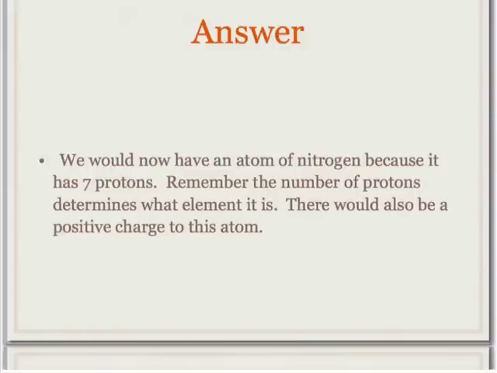So hopefully you caught this pattern and realized that it has 7 protons now, and if we have 7 protons, then it is not carbon anymore. Now it is nitrogen, because the number of protons corresponds to what element it is. If we had taken away 1 proton, it would also have changed the element. If we had added 2, it would have changed the element. So if we're changing the number of protons, that changes the type of element. The overall charge would now be positive, because there would be 1 more proton than electrons.